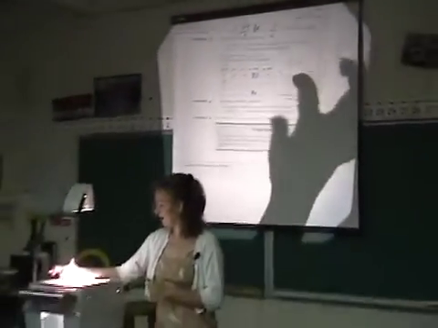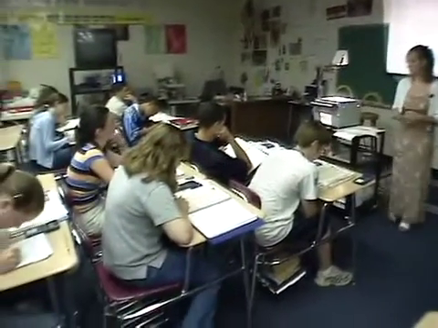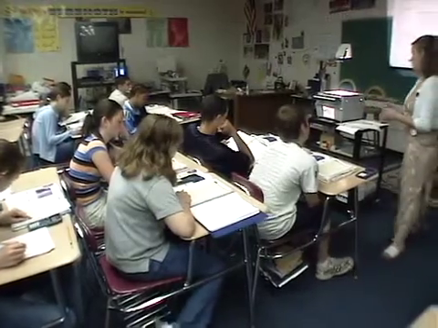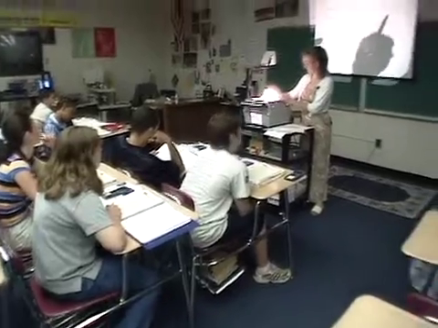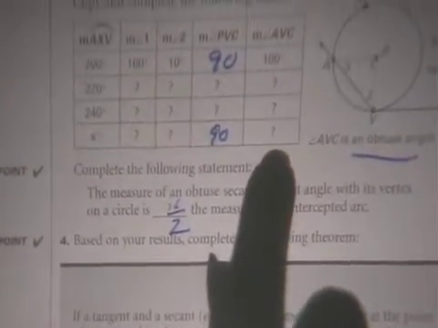This whole AVC, the actual obtuse angle, says it's 100. If you're following the pattern, what are you getting? It's going to be half. Okay, so I'm just going to fill this in now. The measure of an obtuse secant tangent angle with its vertex on a circle is 1/2 the measure of its intercepted arc. So let's fill this in. For the measure of angle AVC, how would you relate that back to x for any measure? x over 2.